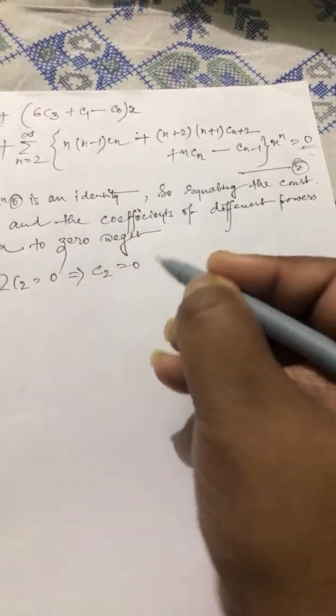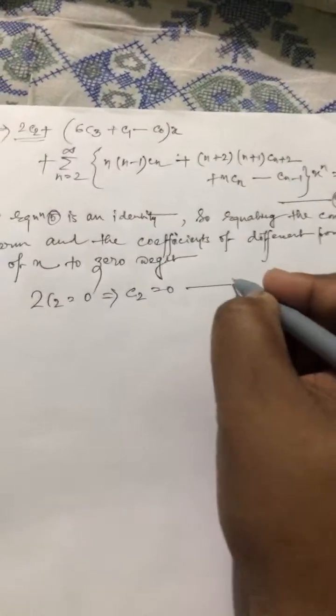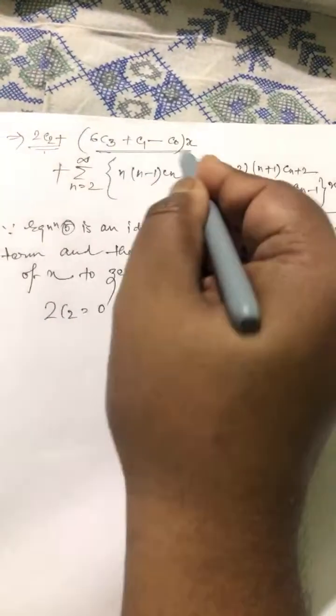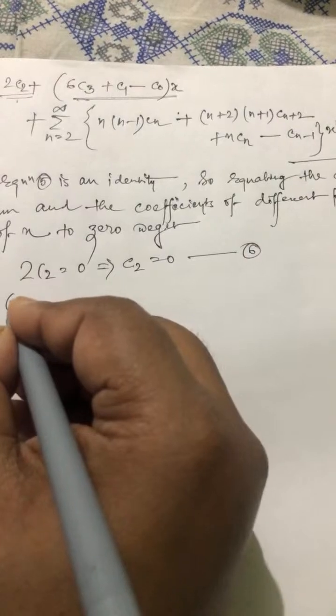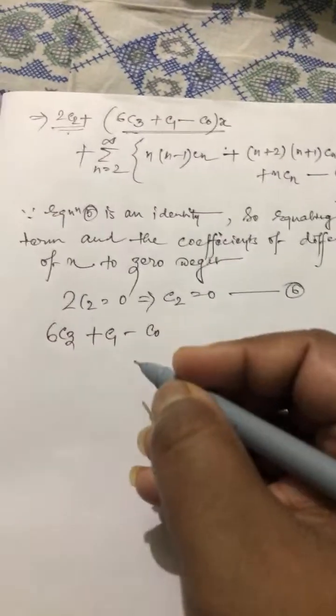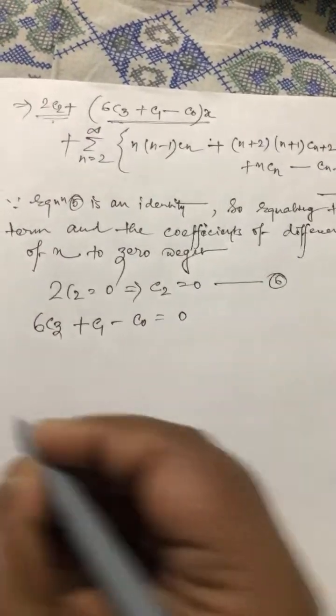That means c2 should be equal to 0. This is one possible expression because there is no constant term except 0. Then we have the coefficient of x, that is 6c3 plus c1 minus c0. This part is also equal to 0.